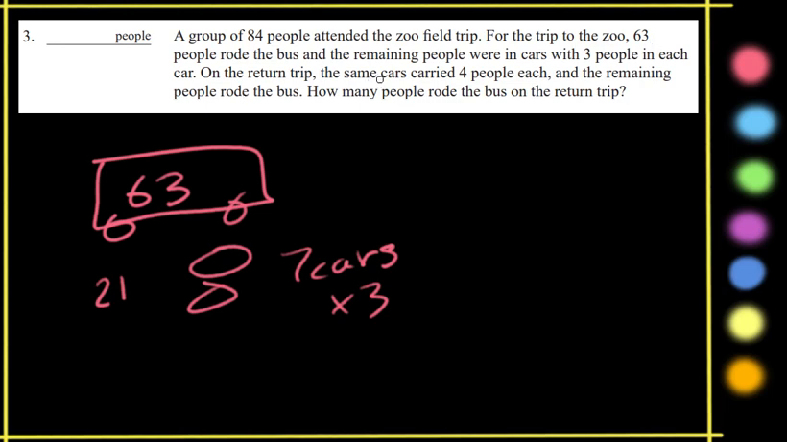And on the return trip, the same cars carried 4 people each. Okay, so that means that 7 additional people went in cars. That means those 7 people had to come out of the bus or had to not go on the bus. And the remaining people rode on the bus. How many people rode on the bus on the return trip?